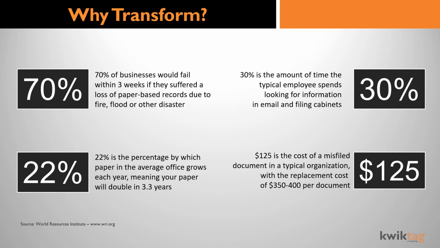And then there's some additional research that I'd like to share with you that you can see on the screen here that really would drive you to transforming your business and taking more of a digital and more of an automated approach. So what are those data points? Well, the reality is that 70% of businesses would fail within 3 weeks if they lost all of their paper records due to fire, flood, or some other sort of natural disaster. So certainly we don't want to have to deal with that, but think about what that paper means in your organization and how would you recover it if something happened? How would you recover that information if something happened in your business?